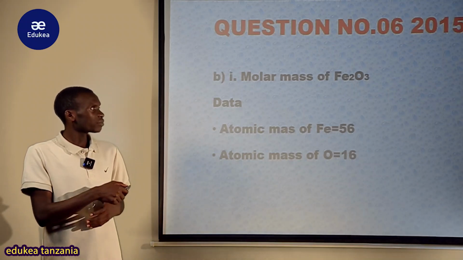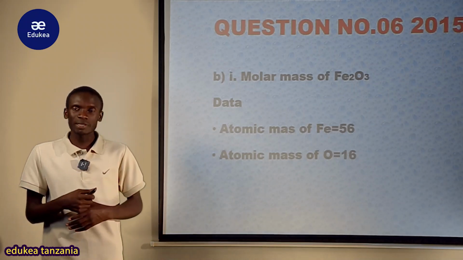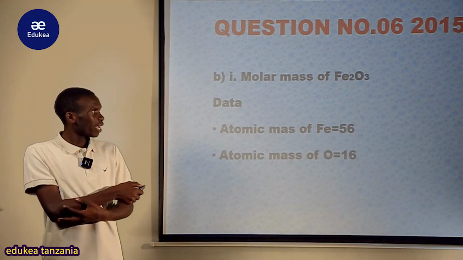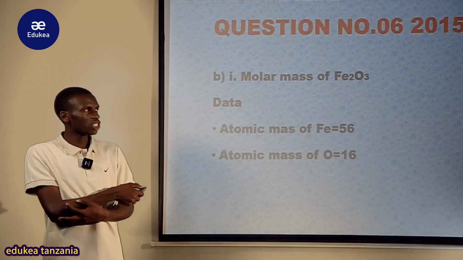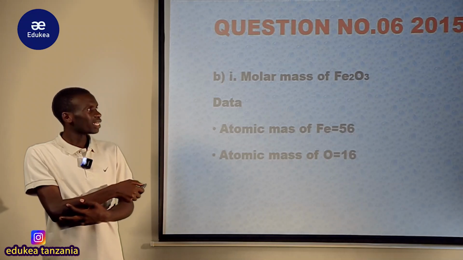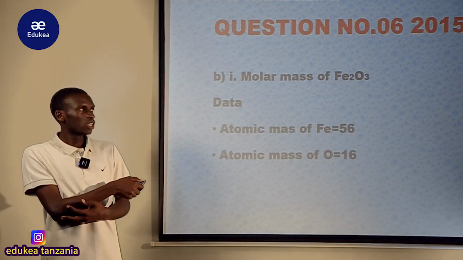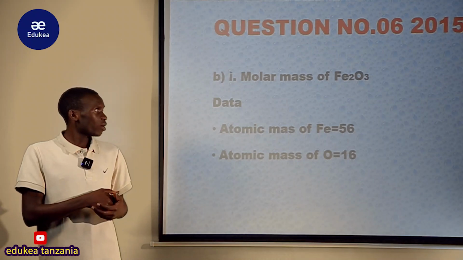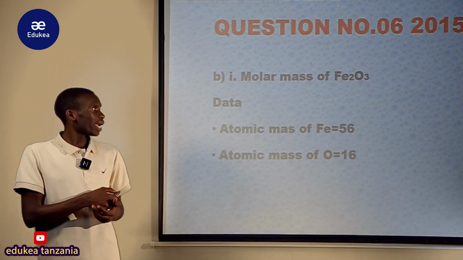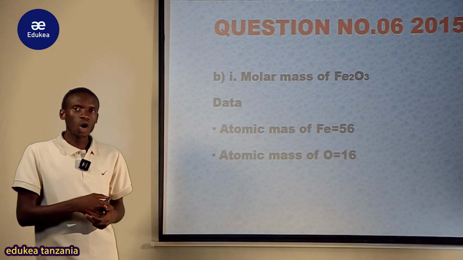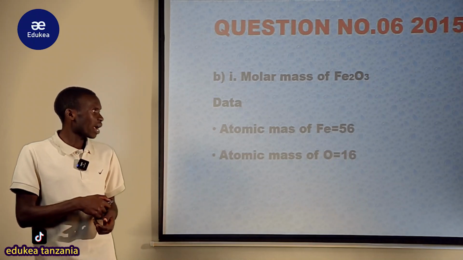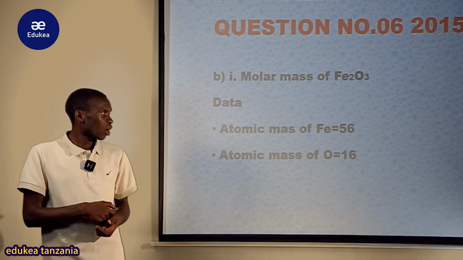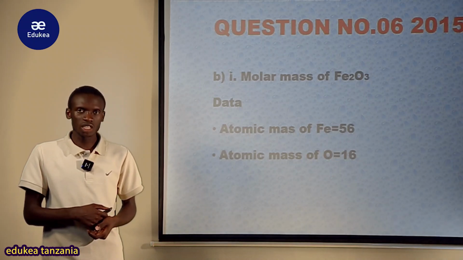Na hii tutakuja kuona hapa ni iron 3 oxide. Why it is iron 3 oxide? Ukija kuangalia hapa, hii ni 2, hii ni 3, maana exchange. Hii ni valence ya iron na hii ni valence ya oxygen. So ilikuwa ni iron 3 oxide. In iron 3 oxide there are 2 iron and 3 oxygen. Atomic mass of iron is 56 and the atomic mass of oxygen is 16.